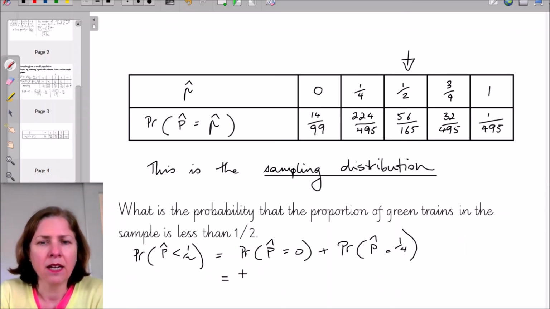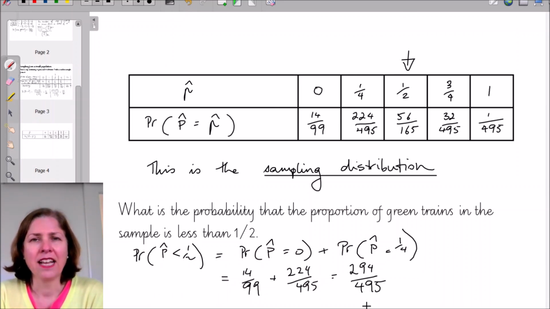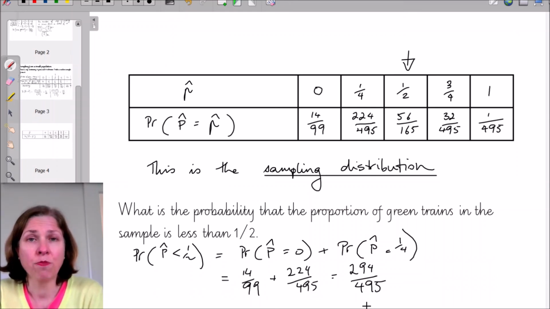Okay, let's add it up. 14 over 99 plus 224 over 495. Throw it into your CAS. I did this one earlier. 294 over 495. Okay, so in the next video, we're going to be looking at sampling from a large population.